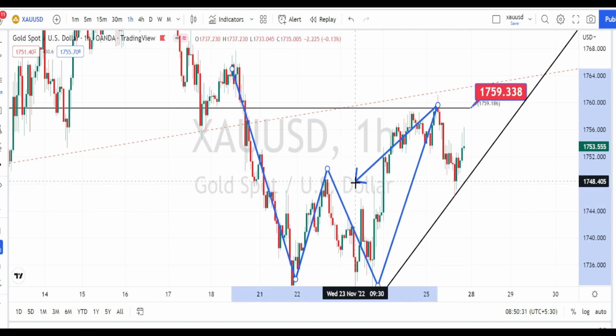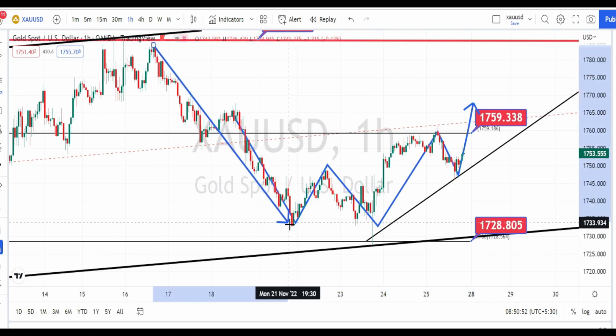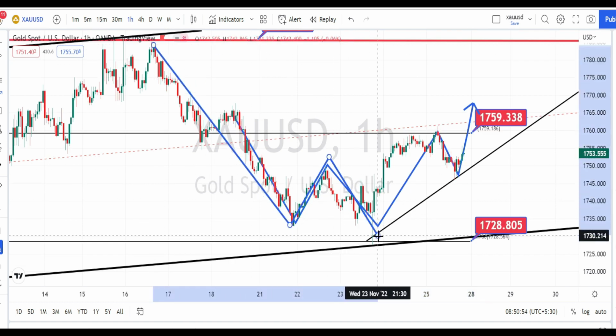So if the price action breaks this neck level, we can expect a further continuation or a trend reversal on the bearish side, and if the price action breaks the resistance level of 1759, it will be the continuation of the bullish side retracement, and it will be completing a bigger double bottom pattern. So the target is going to be around 1786.